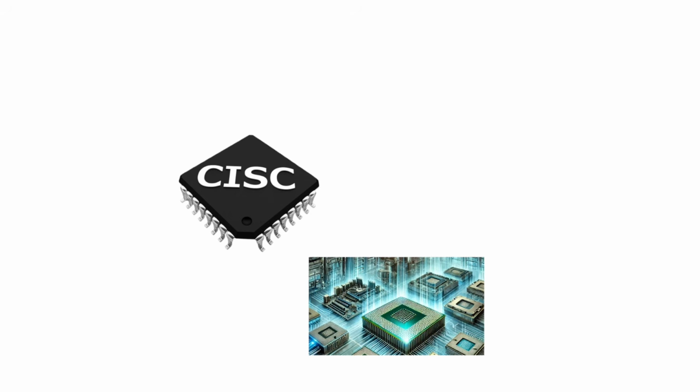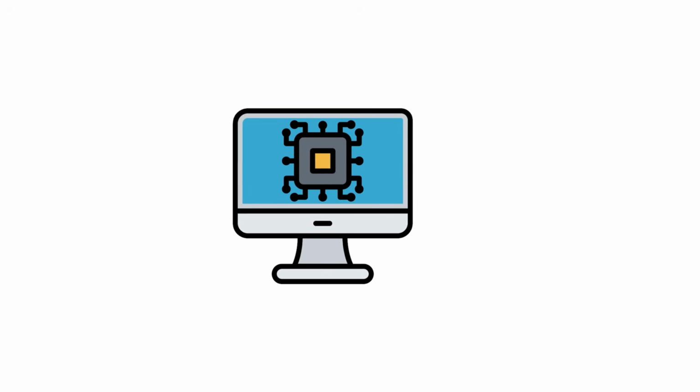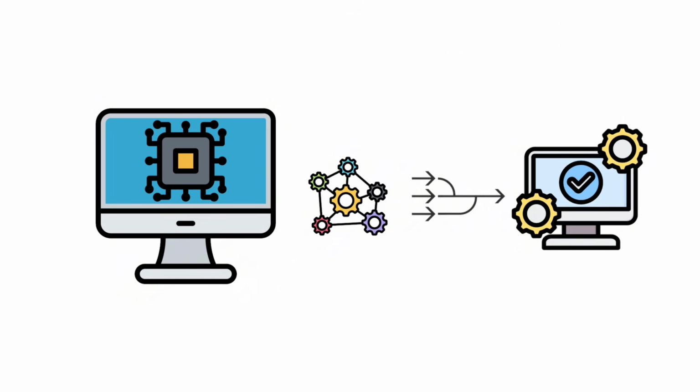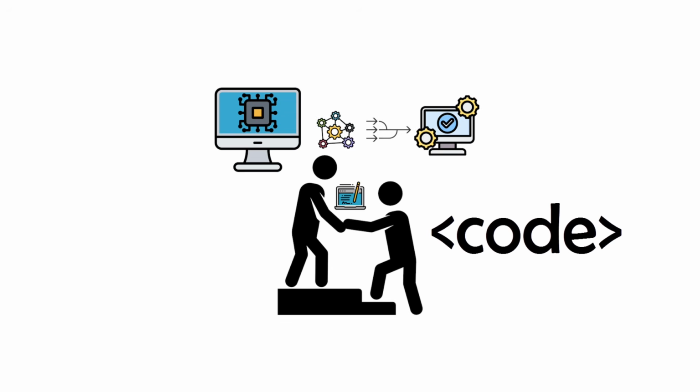CISC processors rely heavily on microcode, which translates these complex instructions into smaller internal steps that the CPU can execute. This makes the hardware more complicated, but it simplifies software development and helps programs run with fewer lines of code.